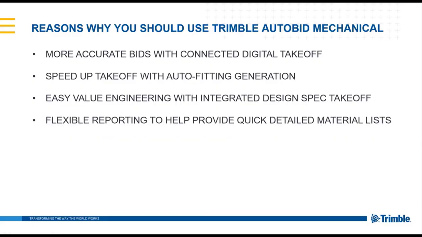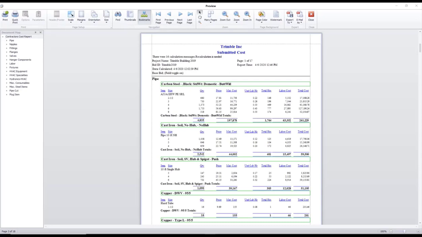With the AutoBid software, it also allows for flexible reporting to help provide quick, detailed material lists for the project. These detailed material lists will give you the material category, the sizes, the quantities, the material pricing, as well as the labor associated. These reports can also be used to break the job up by area, by system, by floor, or whatever detail you might require.